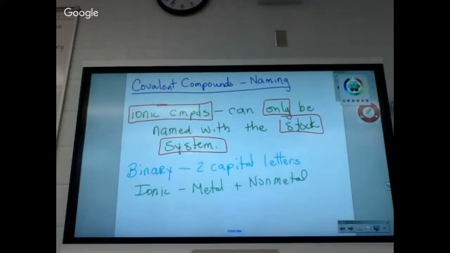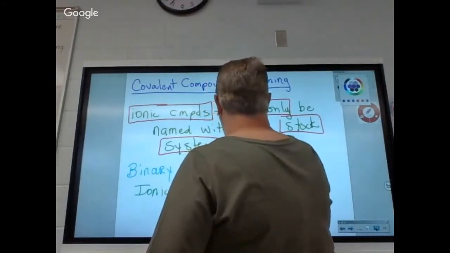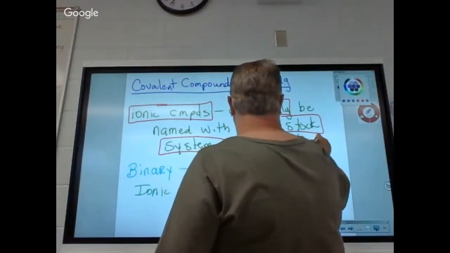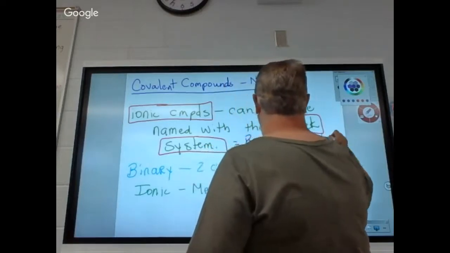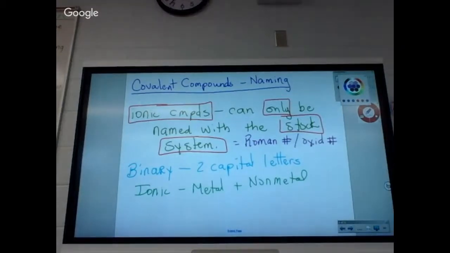Now, whenever I say stock system, you need to remember that stock is your Roman numbers and your oxidation numbers. Because we're going to learn the old system today with the prefixes. And some of y'all are going to get excited and be like, hot dog, that's the one I want to use. I don't want them Roman numerals and oxidation numbers. I want them prefixes. The only problem is prefixes can only be used in a very narrow number of compounds.